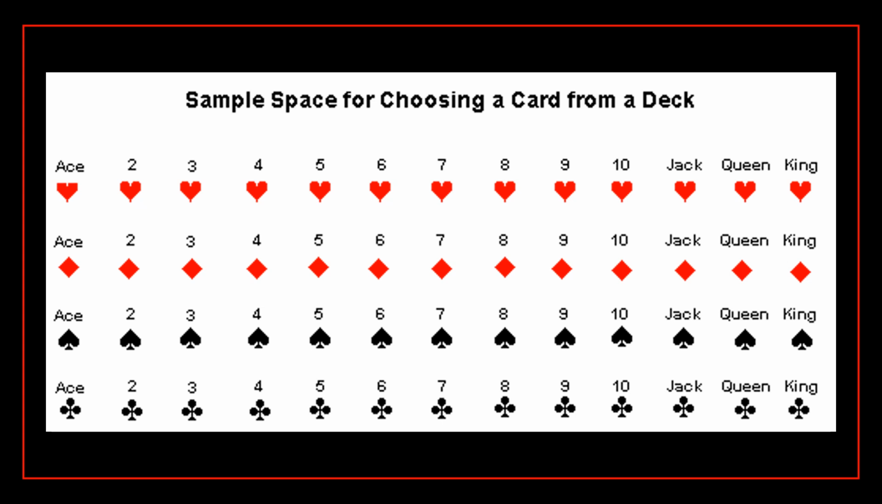Here I have provided the sample space for playing cards. I have 4 aces, 4 twos, 4 threes, 4 fours, 4 fives, and so on, 4 jacks, 4 queens, and 4 kings. This is overall 52 cards. This will be the sample space for choosing a card from a deck of cards. There is no need to write this sample space in each and every problem. You should be thorough with the sample space.